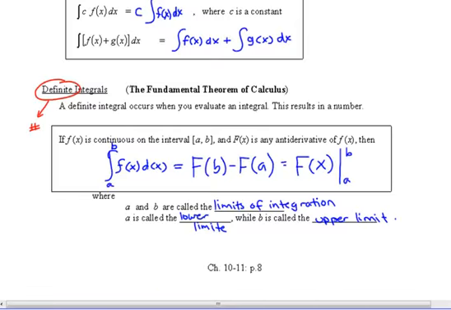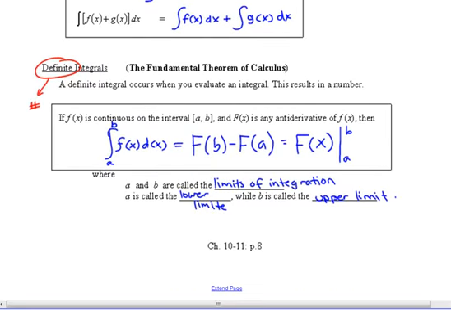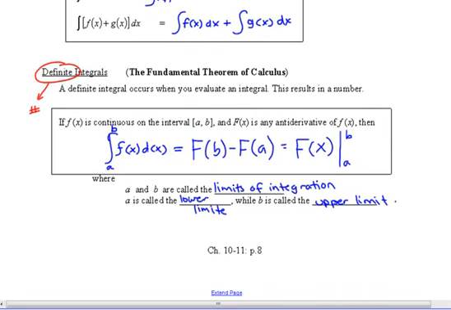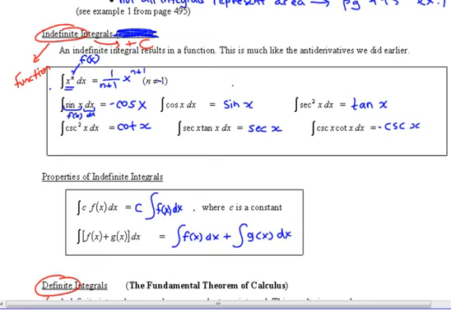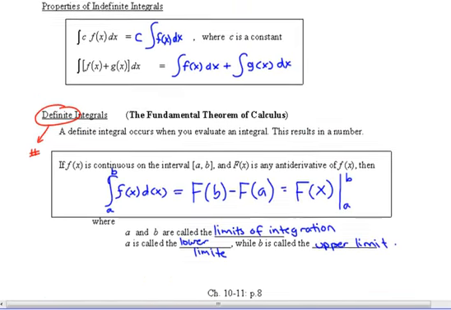Also, I should note that our indefinite integrals must include plus c. So plus c. I just didn't write it for those ones.